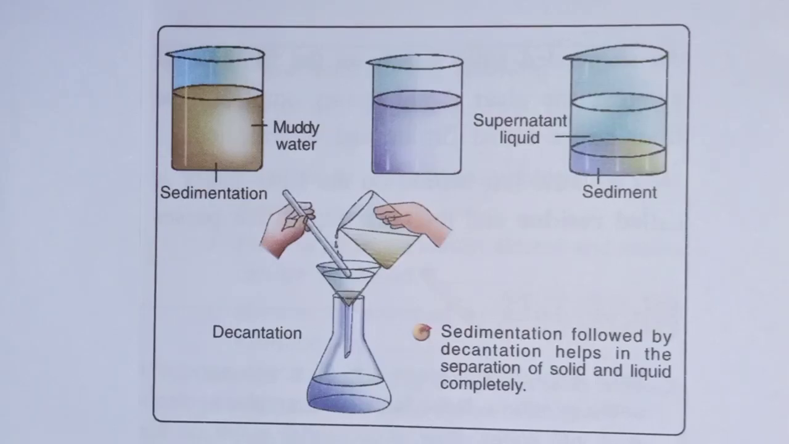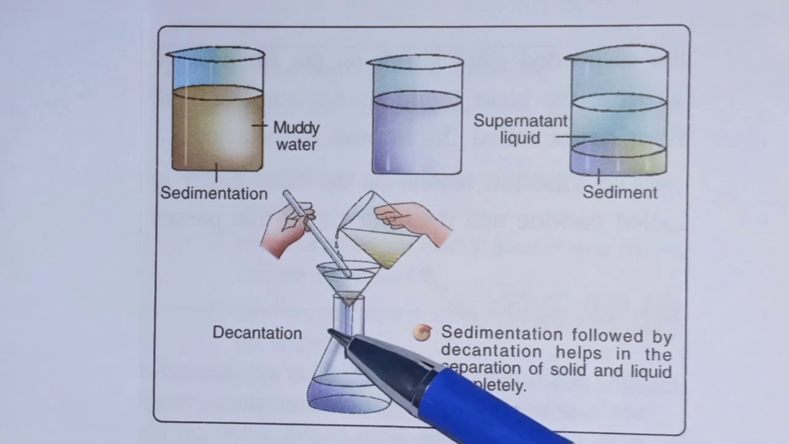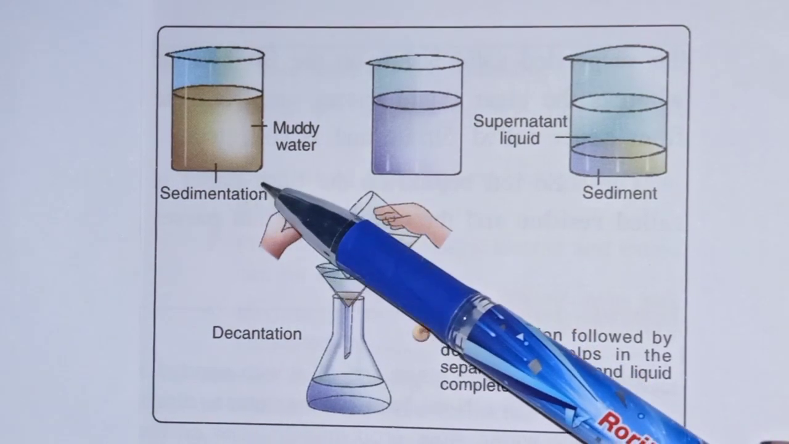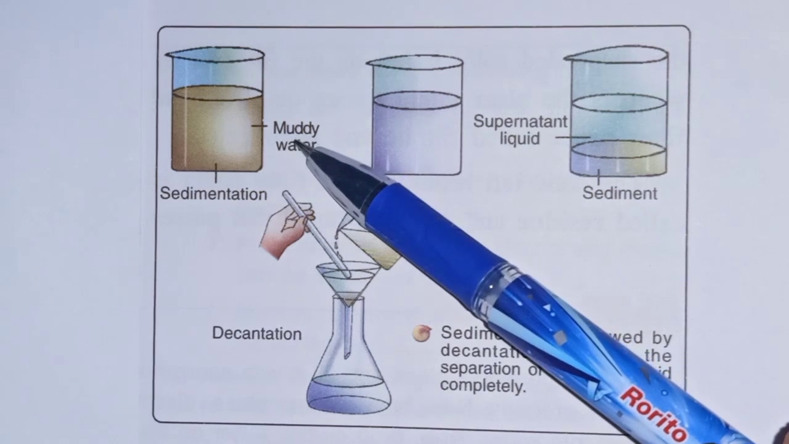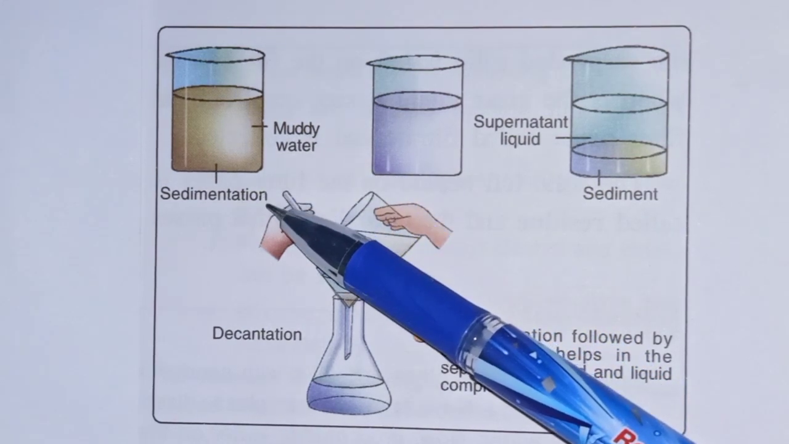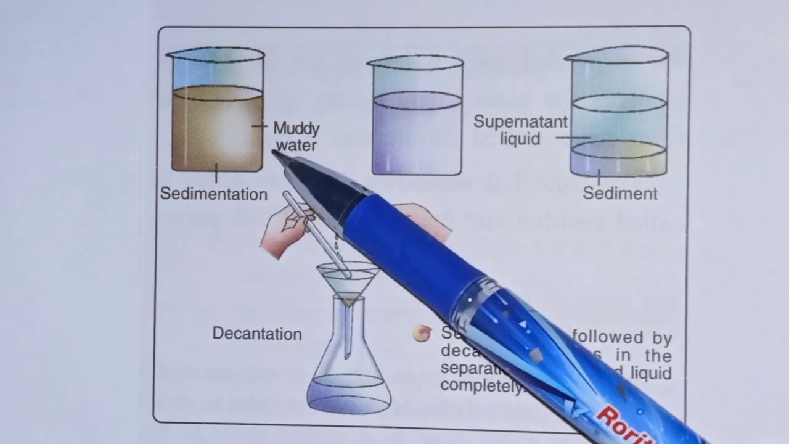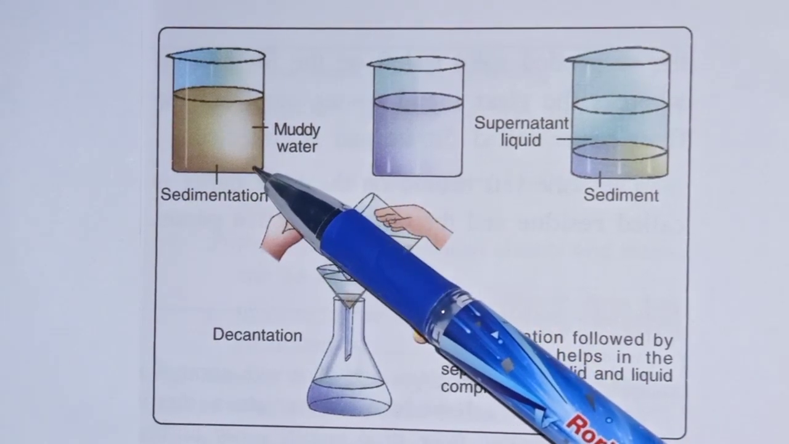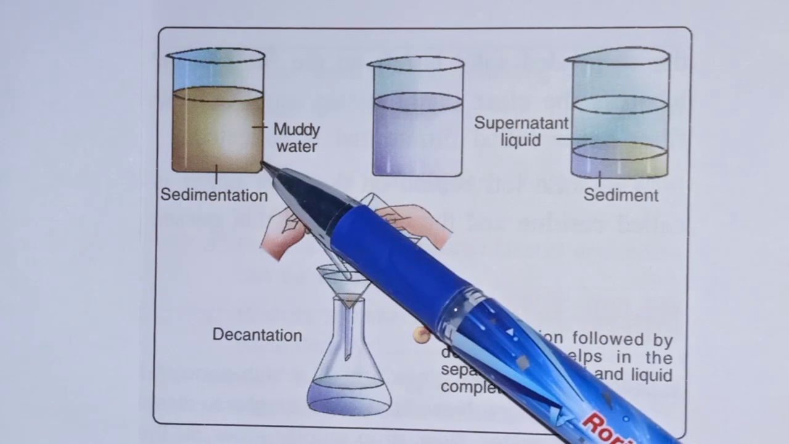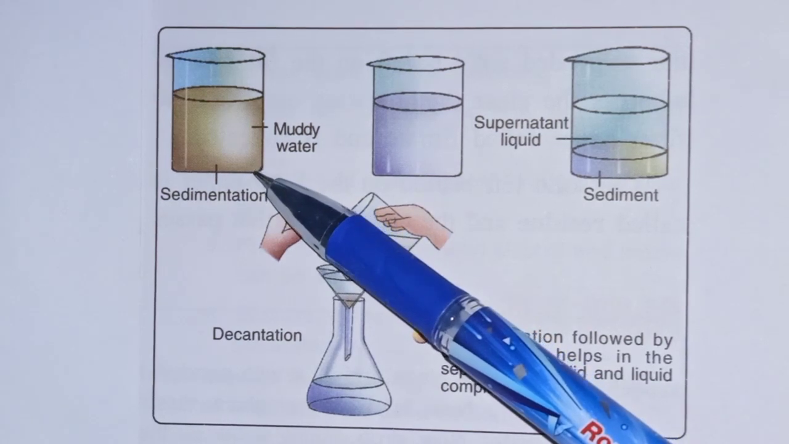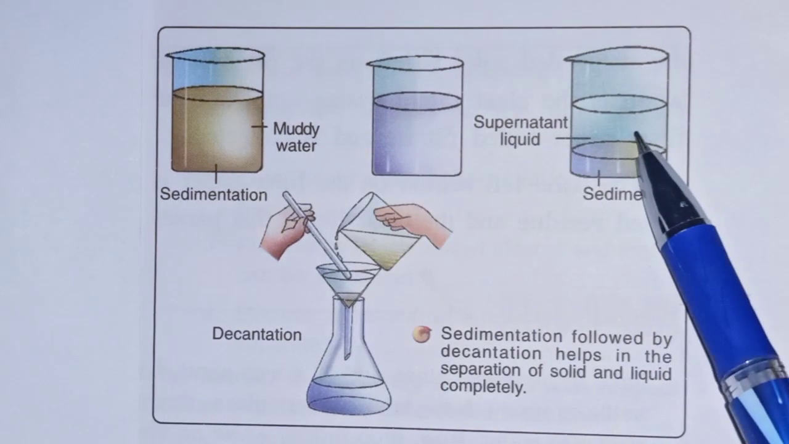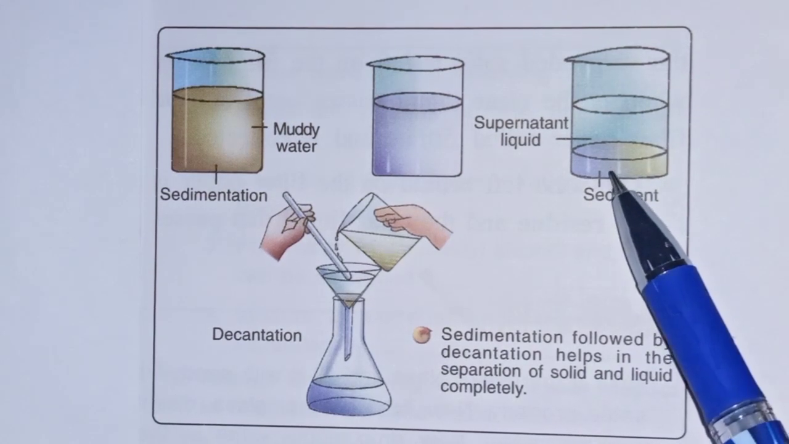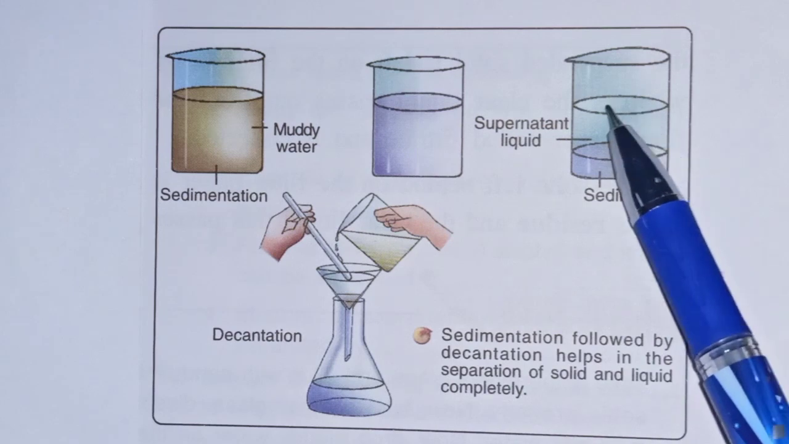The next method is sedimentation and decantation. You have done this many times before. In sedimentation, one component must be heavier and one lighter. We take a mixture of muddy water and leave it undisturbed for a few minutes. After some time you will see that the heavier one is settled at the bottom of the beaker and the lighter is on the top.